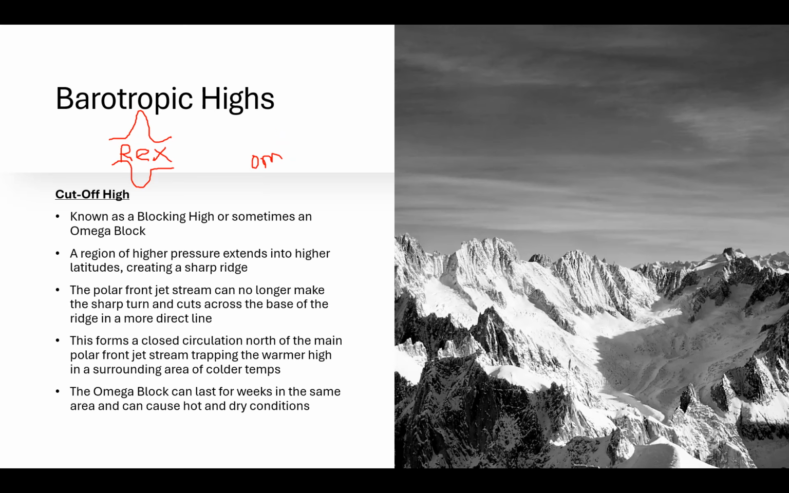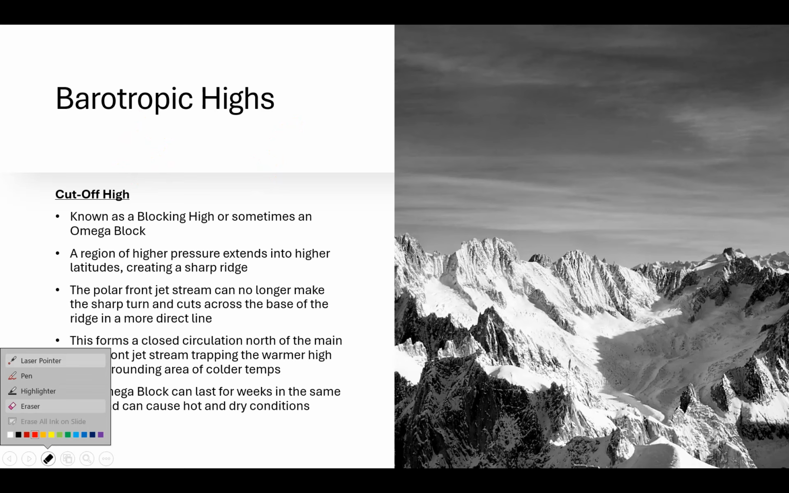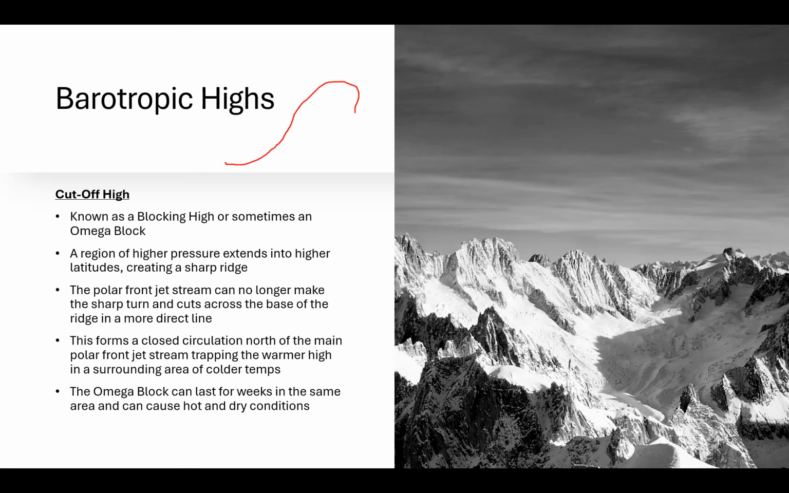Let's go ahead and erase all this. All right, I want to show you how it forms. Okay. All right, so just like with the cutoff low, it's very similar in the way it gets cut off. In this case, though, we have such a high amplitude upper level ridge or high like this. Eventually, what happens is the jet stream can no longer make this turn. It's just too sharp. So what happens is the polar front jet stream, which is represented by this dash line, cuts beneath the top of this ridge.